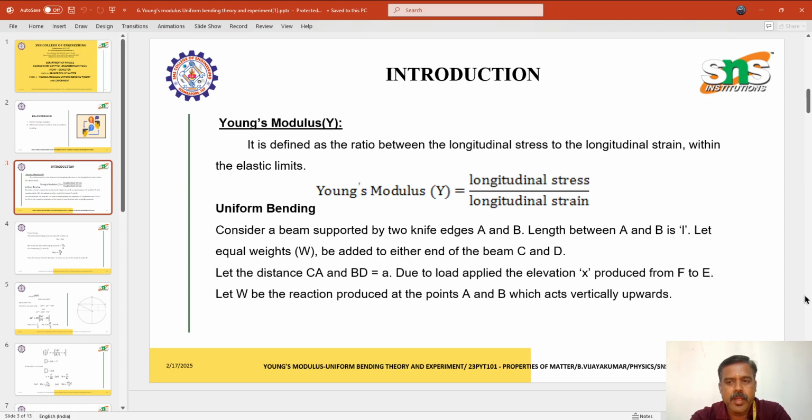The length between A and B is L. Let an equal weight W be added to either end of the beam, C and D. Let the distances CA and BD be equal to a. Due to the load applied, the elevation is produced from F to E. Let W be the reaction produced at the points A and B, which acts vertically upwards.